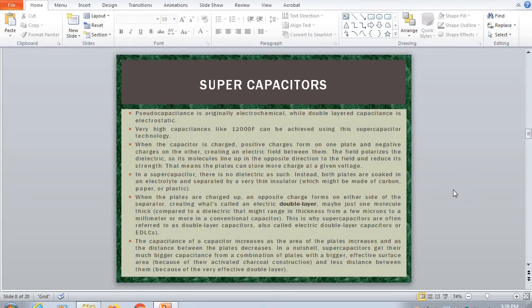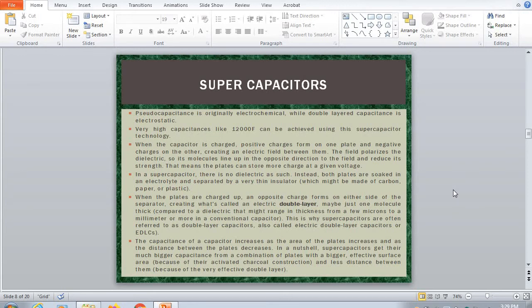In a supercapacitor, there is no dielectric as such. Instead, both plates are soaked in an electrolyte and separated by a very thin insulator which might be made of carbon, paper, or plastic. When the plates are charged up, an opposite charge forms on either side of the separator, creating what's called an electric double layer, maybe just one molecule thick, as compared to a dielectric that might range in thickness from a few microns to a millimeter or more in a conventional capacitor. This is why supercapacitors are often referred to as double-layer capacitors or electric double-layer capacitors, or EDLCs.